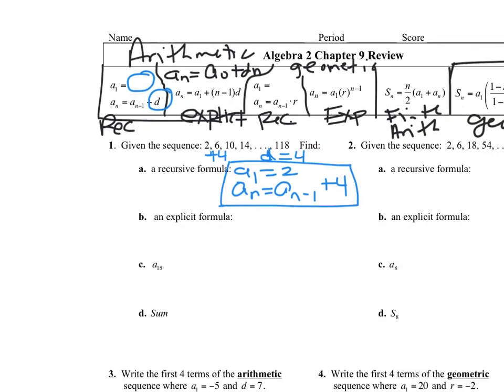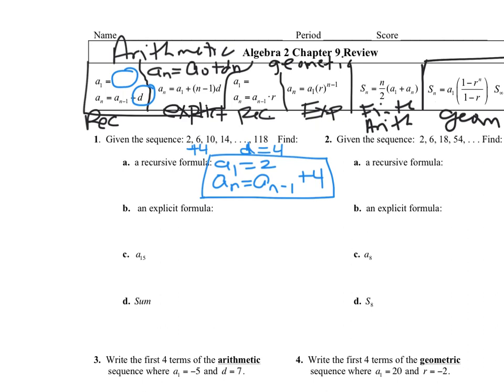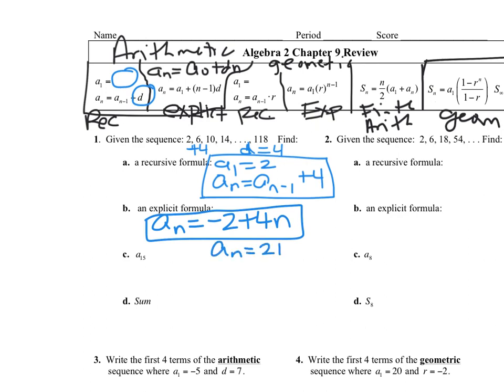All right, now let's do an explicit formula for this. Go to the arithmetic explicit formula, whichever one you like better, okay? I personally like to do a sub 0 plus dn. What would a sub 0 be if I was to go back 4? It would be negative 2 plus 4n. So that's my explicit. If you don't like that, you can write the other one, and it'll get you there too. For the other one, it would be a sub n equals 2 plus 4 times n minus 1. Sure, that's fine. So I'll put a big fat or there. Either one, whichever one you like.